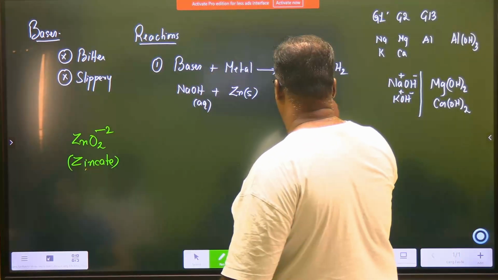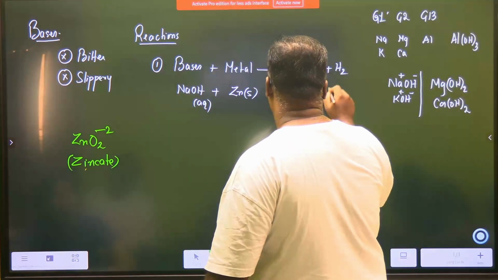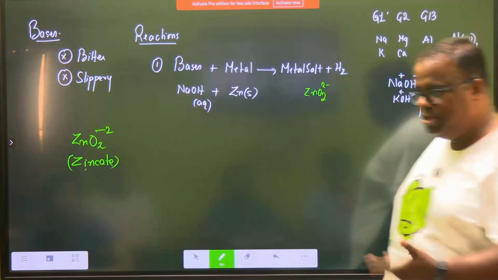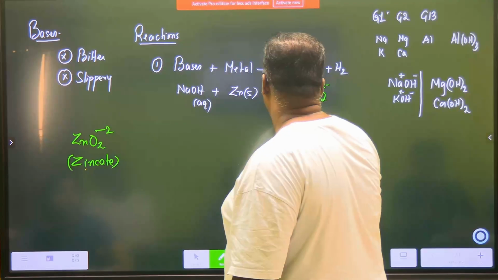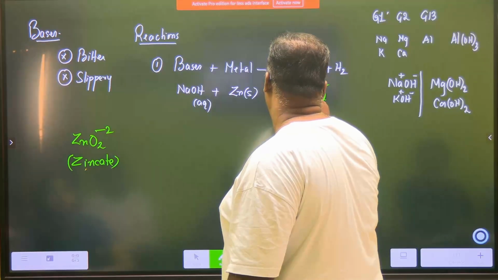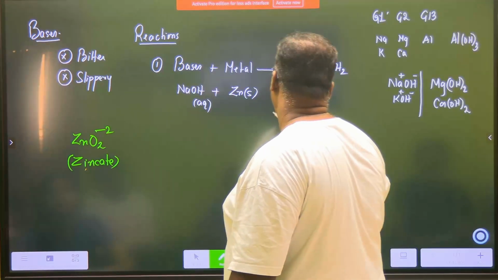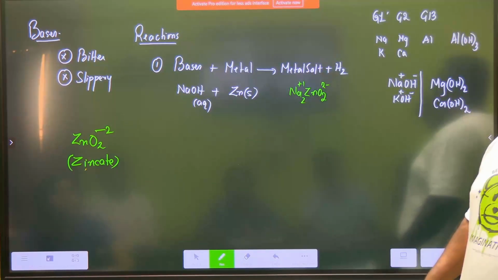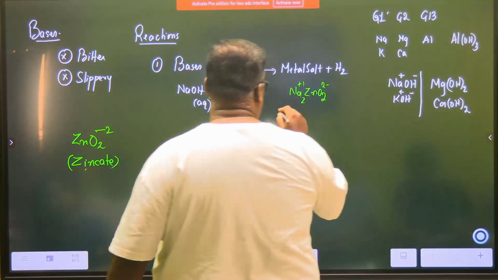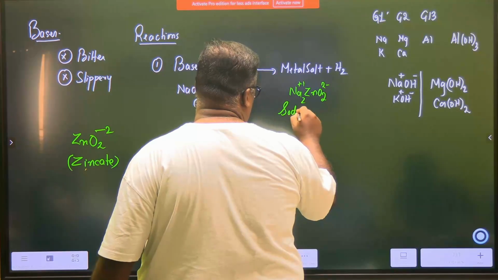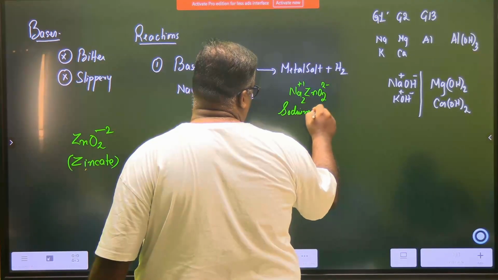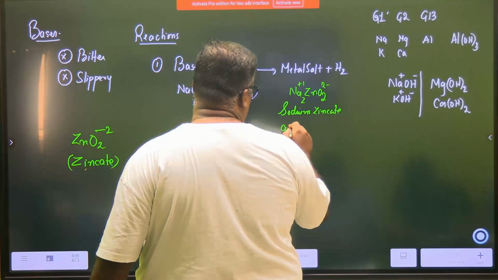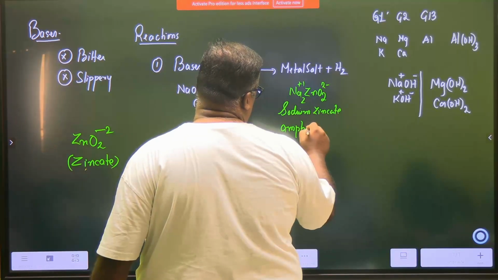So I will have ZnO2. Obviously, it is 2 minus, and sodium wants to pair with it. So how many sodiums will come? 2 sodiums, because each sodium is giving plus. This is called sodium zincate. Very interesting salt, which you will study again in metals and non-metals as well as in salts. Sodium zincate is called an amphoteric salt.